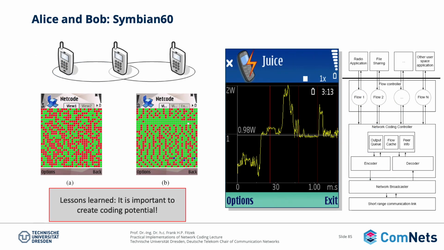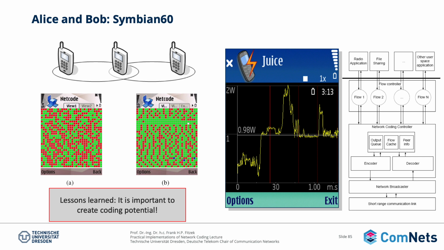And what you see here are 3 different phones. And the display shows what we send out and what we receive. Green means it's my own packet, red is what I got. And blue means I will code that. So the coding is interesting.